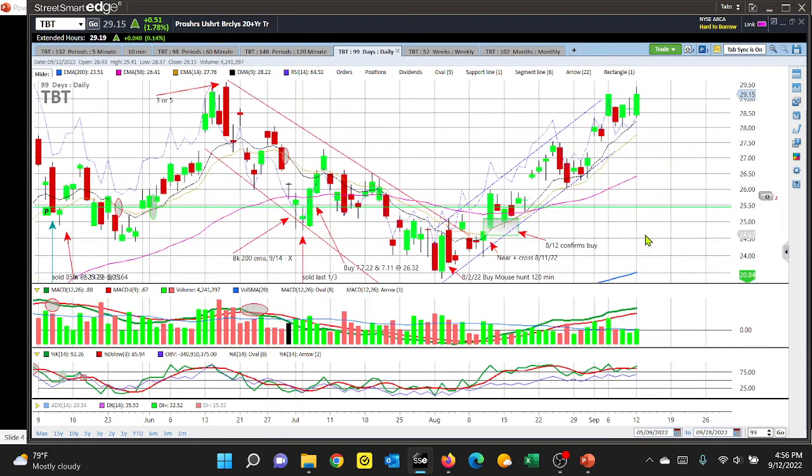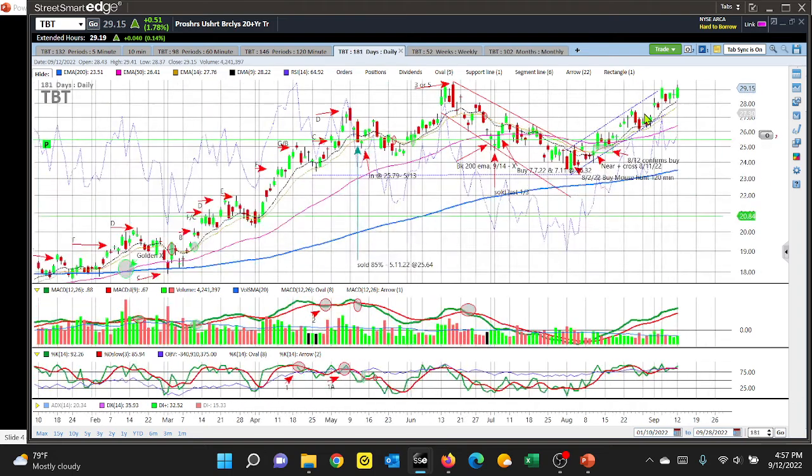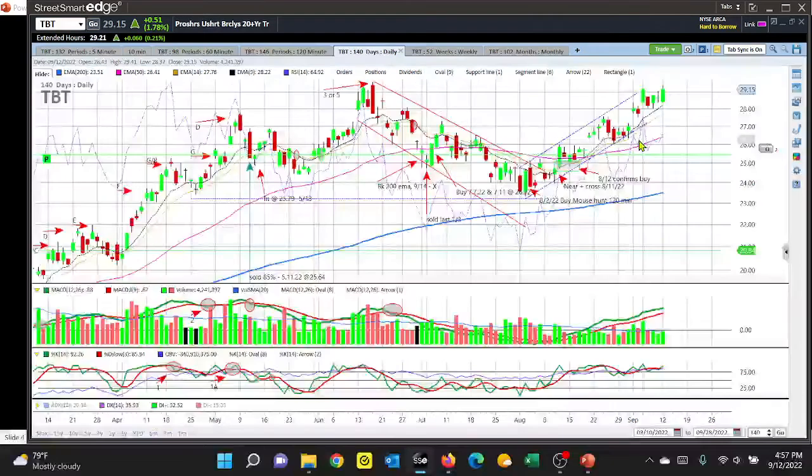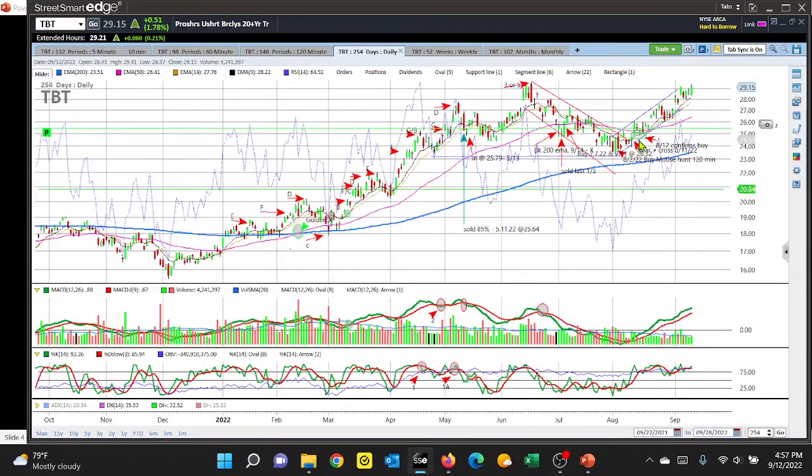Now, TBT, let's get back to our 20-year inverse. This means we think the yields and bonds are going to go up. And look at this. Since June, it's gone up. If we look at, let's see if I can get back here to 2022. There it is, 2022 here.